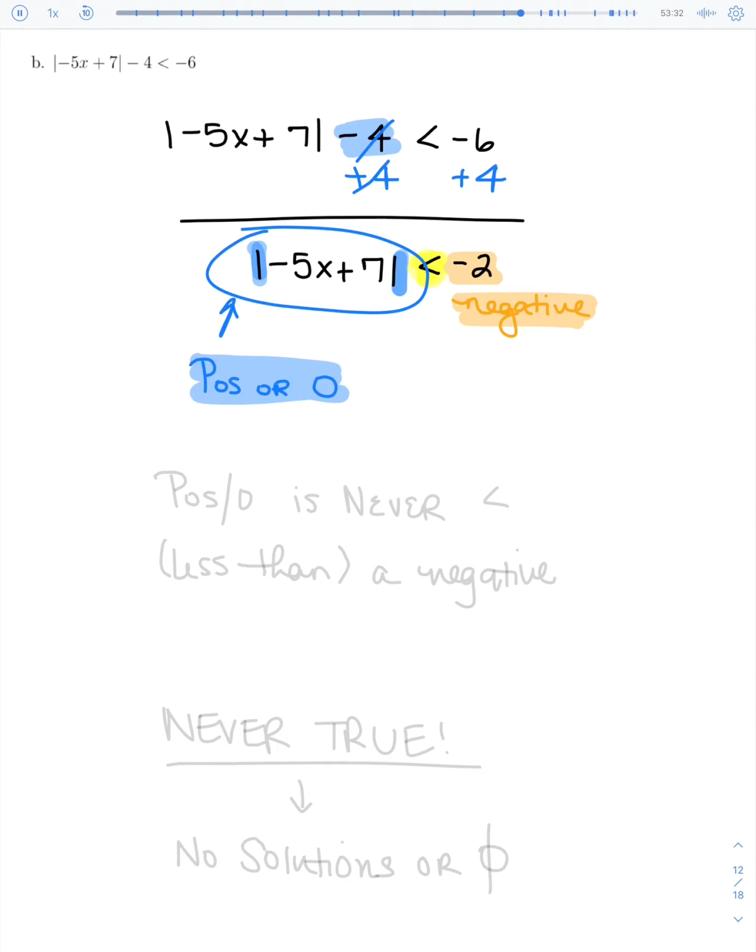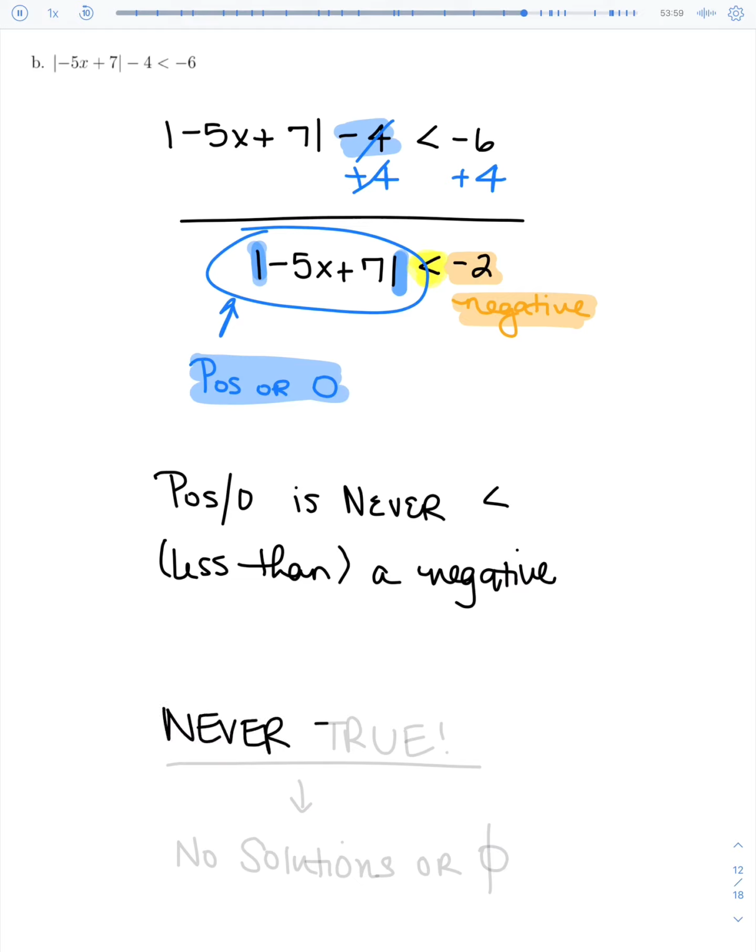Absolutely not. A positive or 0 is never smaller than or less than a negative. So what does this mean about the inequality? It means that this inequality is going to be never true. Because it's never true, it has no solutions.